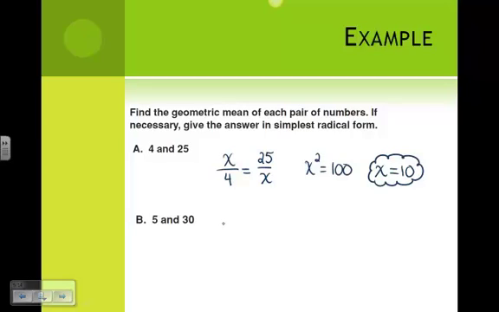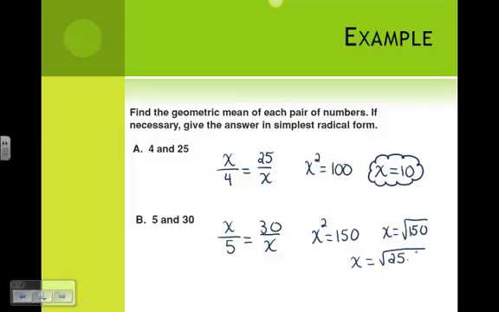We can do the same thing here. X is to 5, just as 30 is to x. X is the geometric mean. That gives us x squared equals 150. And if we take the square root of both sides, we get x is equal to the square root of 150. But I think 25 goes into 150 6 times. So x is going to be equal to the square root of 25 times 6, which ends up being 5 square roots of 6. So 5 square roots of 6 is the geometric mean of 5 and 30.